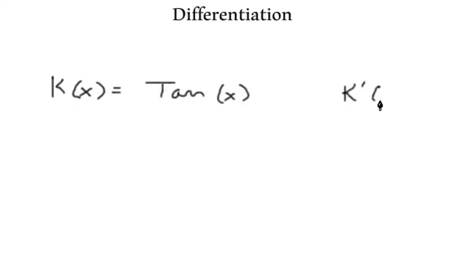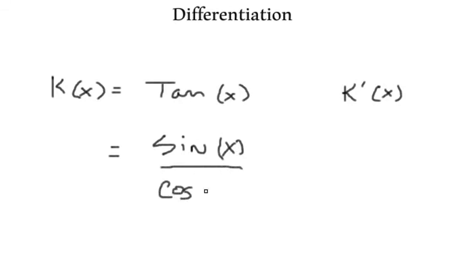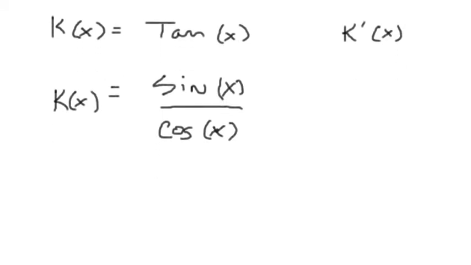What if we were given k of x is equal to tan x, and we want to find k prime of x? Well, if you don't have this memorized, you could turn this into sines and cosines. We have to remember that tan x is equal to sine x over cosine x. So we've converted tan x into sines and cosines.